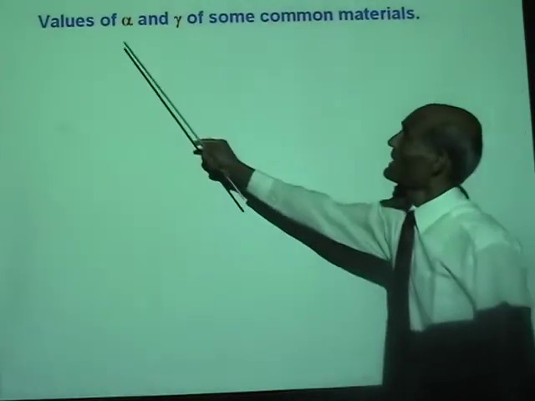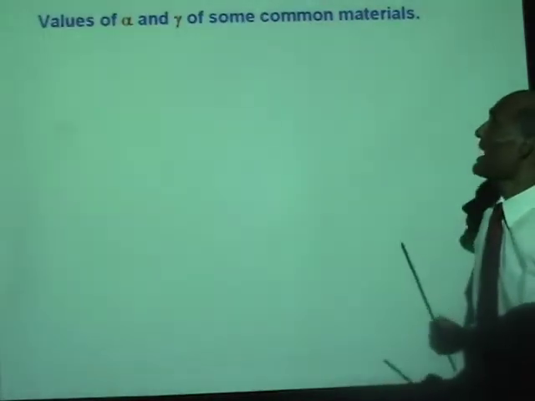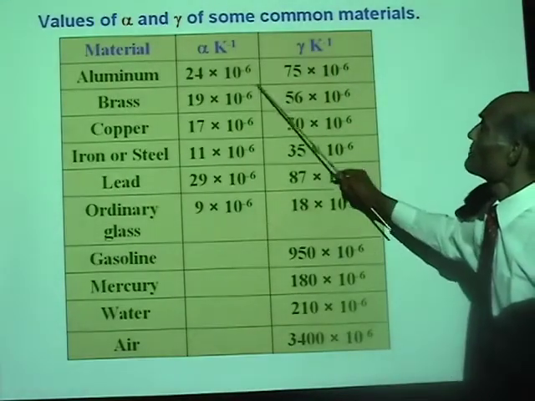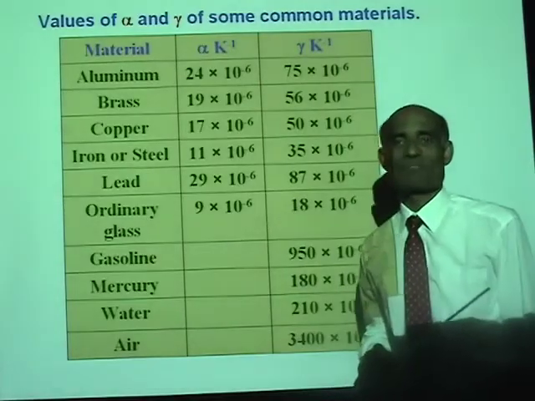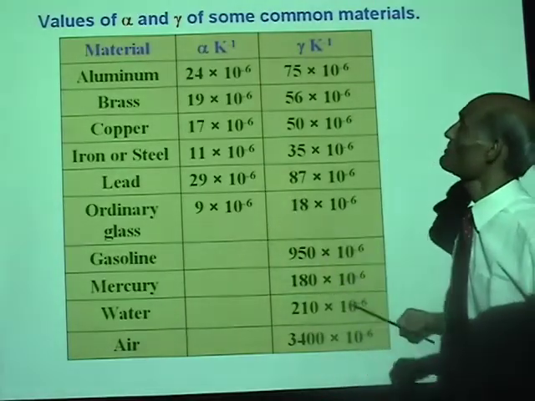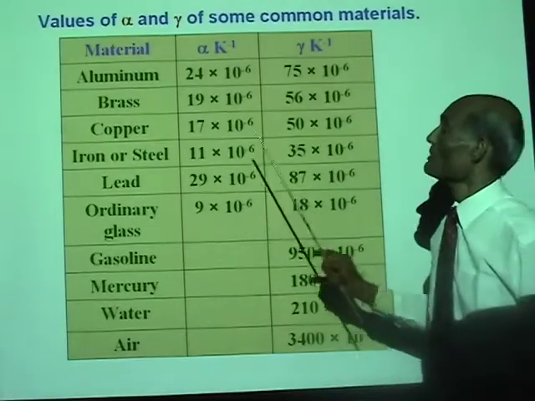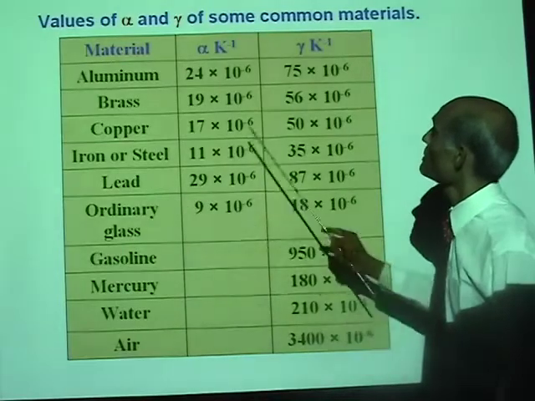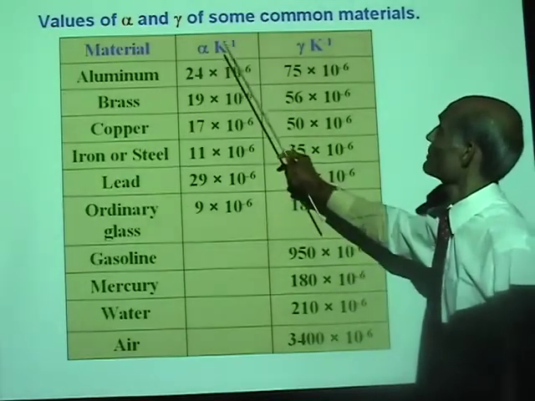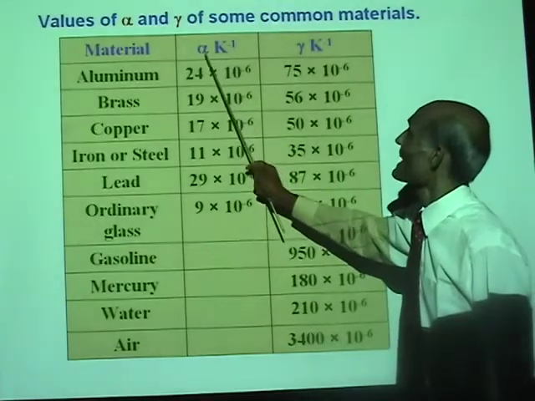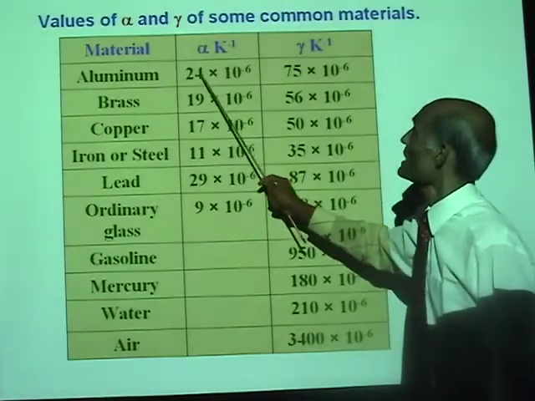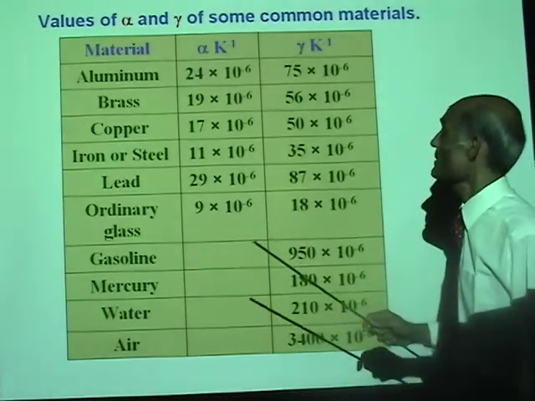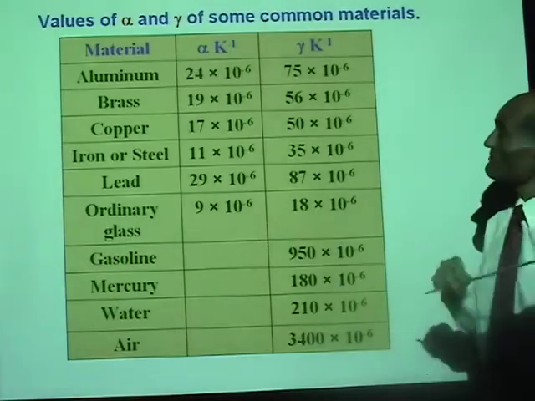Alright. Let's now have a look at the values of alpha and gamma for some common materials. Again, print this out from the PowerPoint I provided so that you can use them for solving problems. We will be using mainly aluminum, brass, copper and so on, so those values will be important. The coefficient of linear expansion for aluminum is 24 times 10 to the negative 6 per Kelvin. Alright? So keep these values with you.